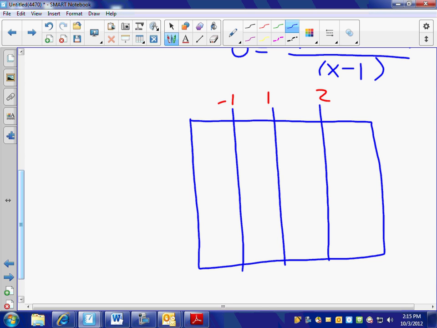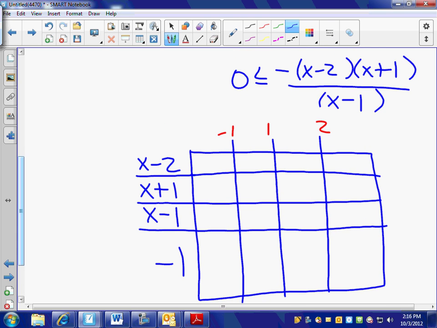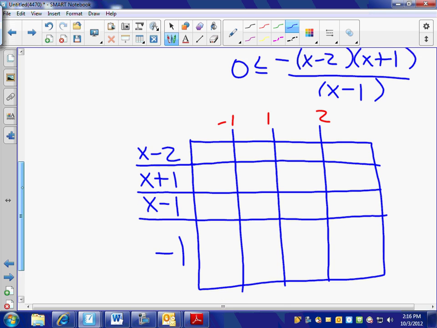Then over here, I put all my factors. All right? So we could have one factor of x minus 2. We could have another factor of x plus 1. We could have another factor of x minus 1. Do we have another factor? That's your -1, don't we? Is that negative going to change the value of the function? It sure will. So we need to account for that.